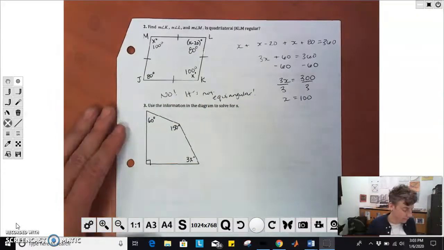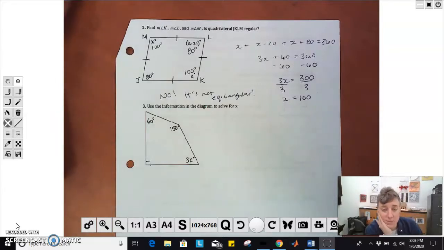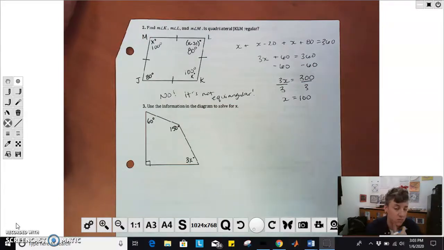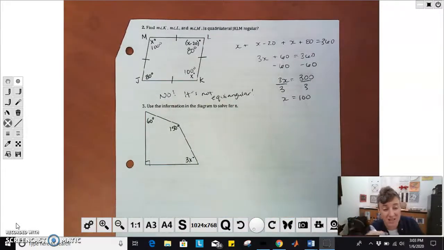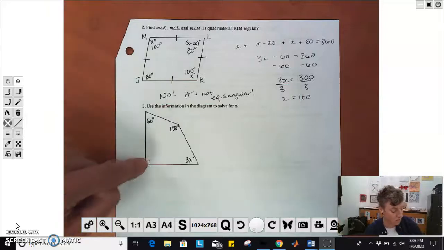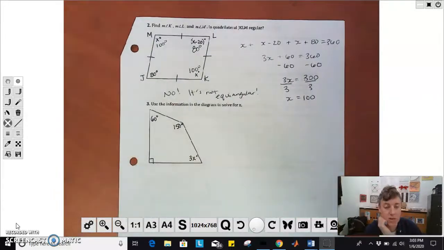Sorry. All right, finally, example number 3, we're going to get cut off. So this is going to be part of your job to finish this example. Use this information in the diagram to solve for x. So how many sides does it have? 1, 2, 3, 4. So all of the angles inside should add up to how much? 180. So add all of these up for 180 and solve.